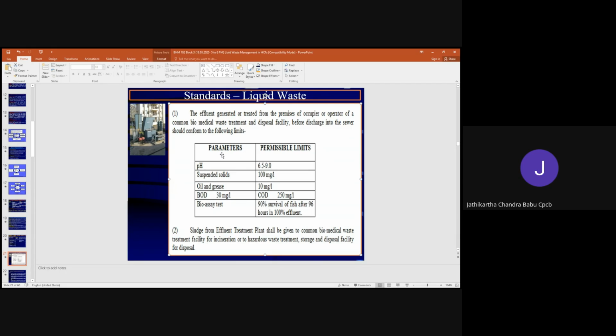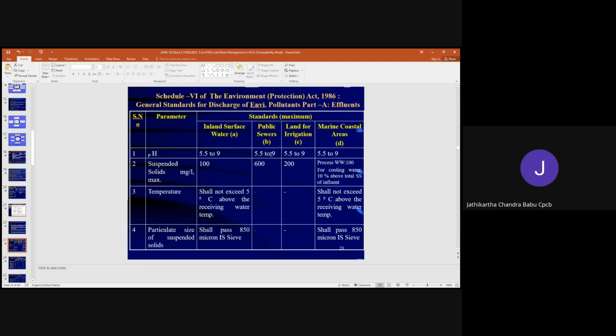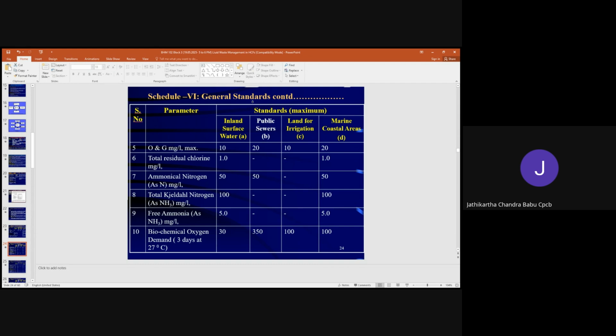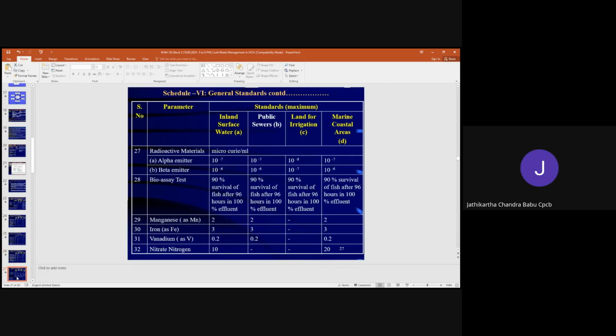Therefore, to ensure the bioassay parameters, the liquid waste has to be treated properly. All the liquid waste generated from hospitals has to meet this requirement. The standards are prescribed under the rules, which I have already given. At any cost, even where hospitals do not have any standards, they still have to complete the requirement of the Schedule 6 standards prescribed under the rules. These are the standards prescribed under Schedule 6 of the EP Act. Definitely, you have to complete the requirement of the EP Act.